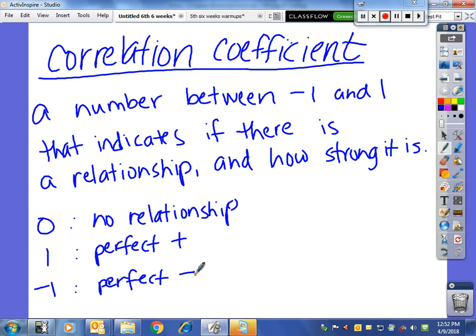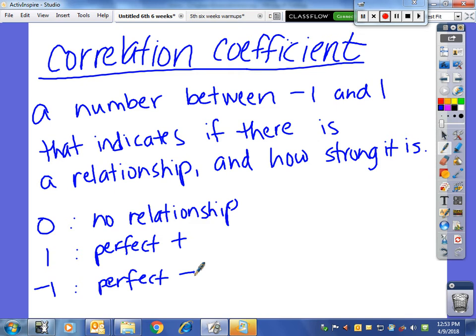The closer you get to +1, the stronger your positive correlation is. The closer you get to -1, the stronger your negative relationship is. And if you get really close to 0, that probably means there is no relationship. Don't delete it yet. We're going to use it to find the correlation coefficient.